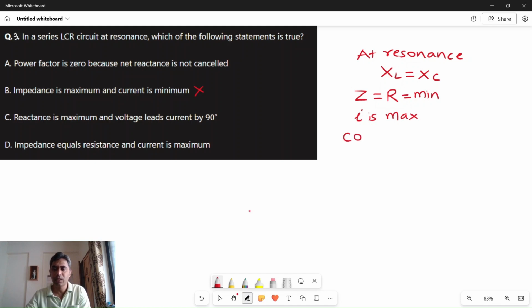Next, power factor. See, power factor is R by Z, and Z is equal to R. So this becomes 1. So power factor is maximum. So this is also wrong. Reactance is maximum and voltage leads current. No, this cannot happen because both the reactances are equal. So the only thing which remains, impedance equals resistance, current is maximum. So this is the correct option, D.